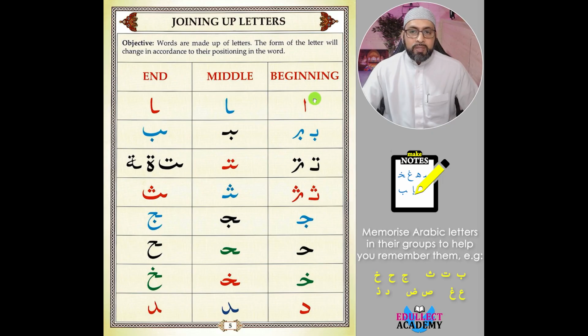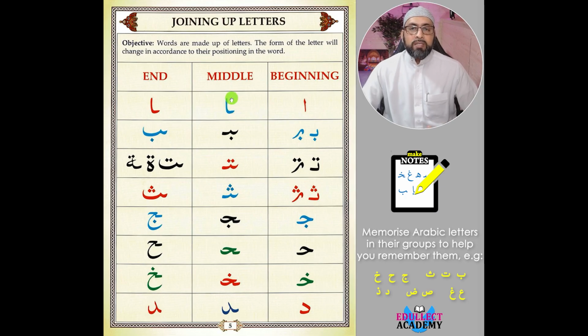When alif is at the beginning of a word, it will always appear on its own. So this is how it looks when it's in the beginning, and this is how it looks when it's in the middle and when it's at the end of a word. The beginning is on its own, which you are already familiar with. But in order to identify an alif in the middle or at the end of a word, the alif will be joined from the right side and then the line will go straight up.